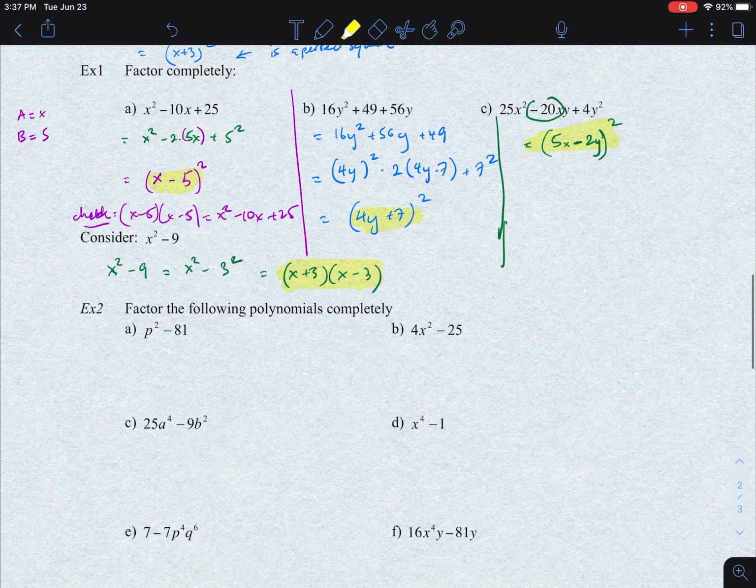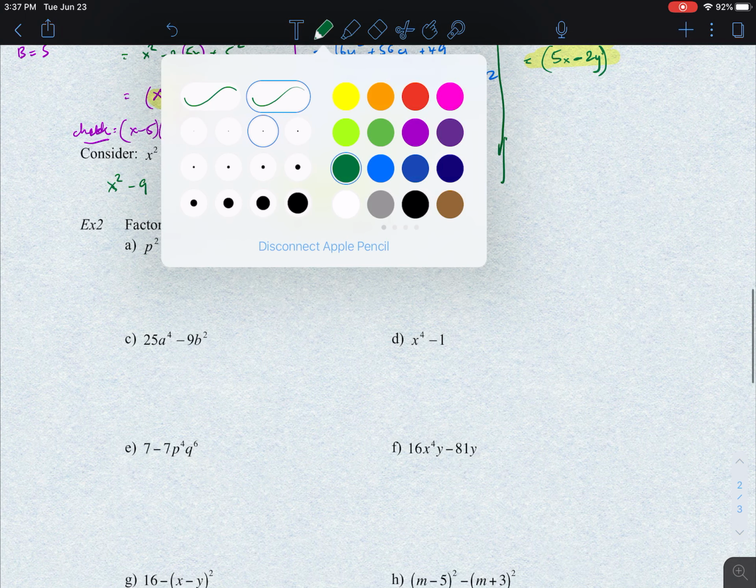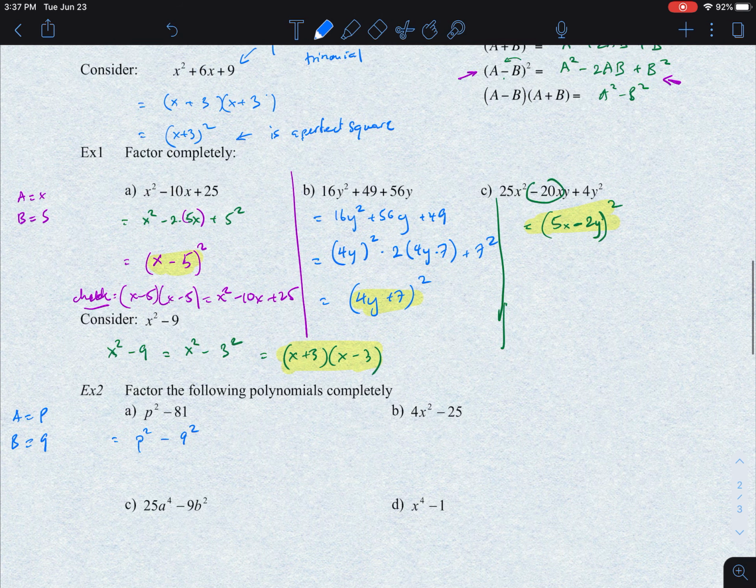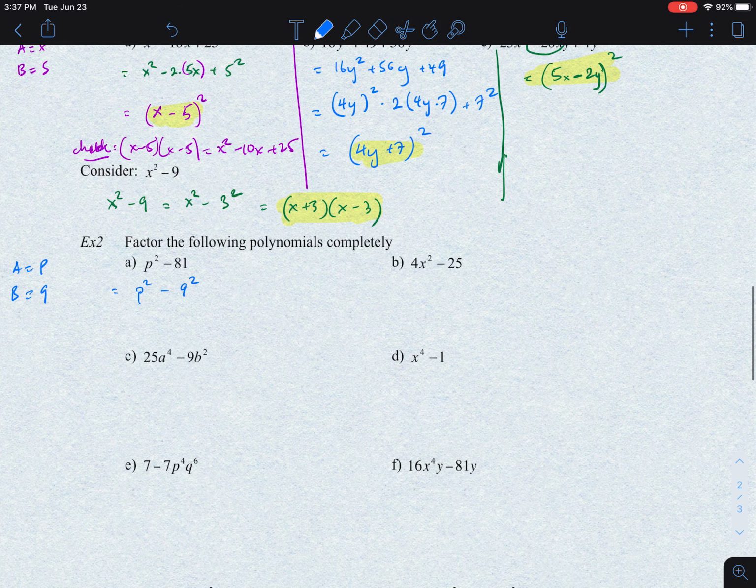So let's apply that. Okay, so p squared minus 81. We can say that this becomes p squared minus 9 squared. So our a is p, and our b is 9. So the formula says that it is going to be a minus b times a plus b. So we have p minus 9 and then p plus 9 as the two factors of the difference of squares.